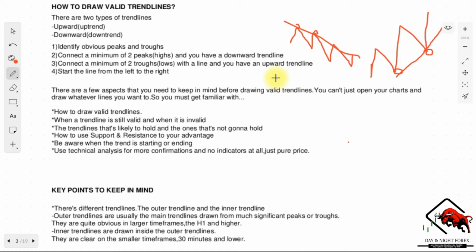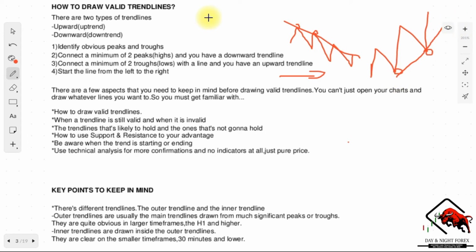You always start the line from the left going to the right, because remember, the market is moving rightwards, so we don't want to go backwards. We're looking at the market going backwards, but we want to go forward, right? So you always draw your line starting from the left going right. That's how you draw your trend line.